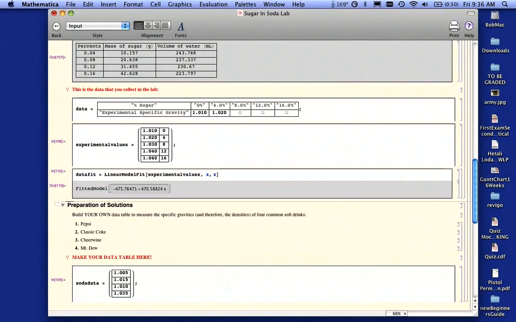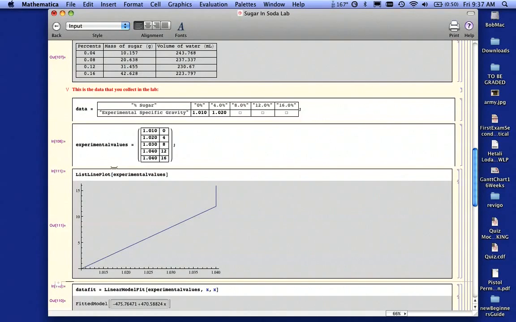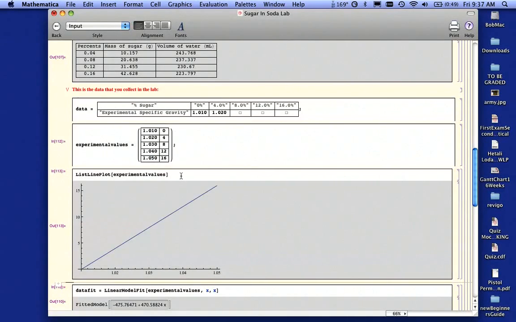Okay. All right. Well, how do I use that data? Well, let's do something before we even do that. Let's do a list line plot of my experimental values. Okay. Ooh, bad data point there, wasn't there? Was it 0, 4, 8, 12, 16, 1? Let's make that a 5. So my data looks a little cleaner. There we go. That looks a little nicer.